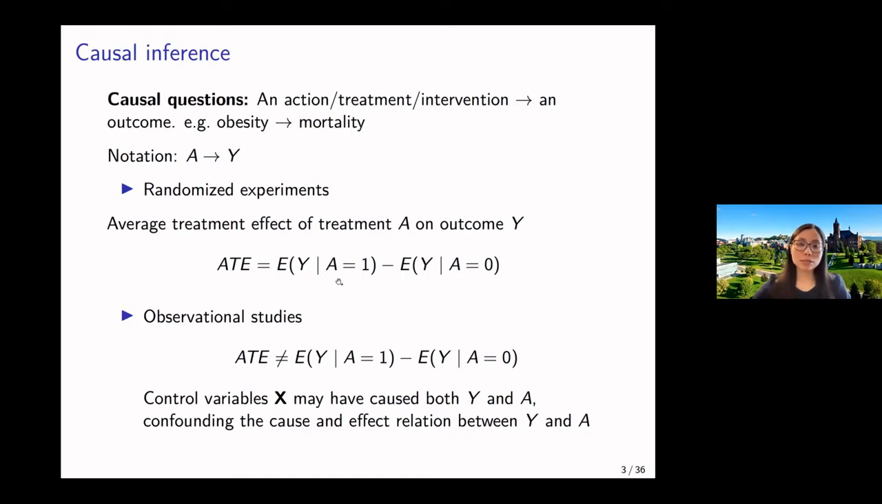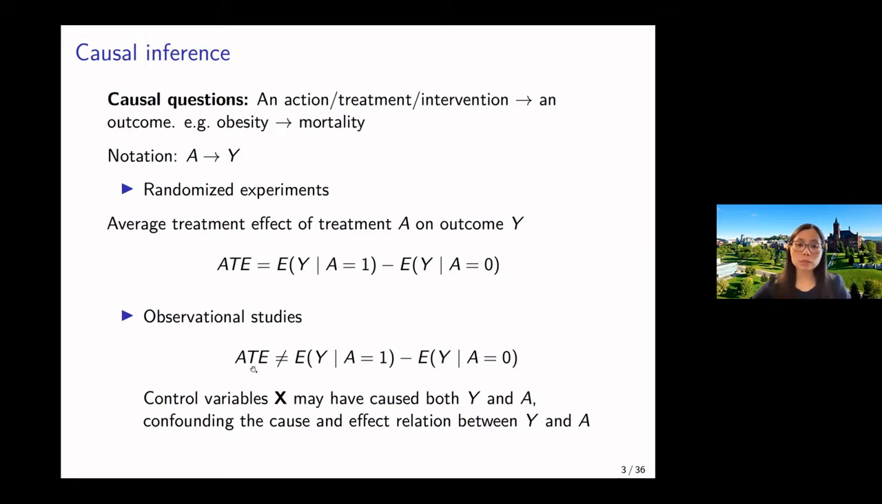In a randomized experiment, we are able to quantify the average treatment effect: the expected value of the outcome given one treatment group, and then we just take the difference between this expectation across the groups. However, in an observational study, the difference between these two quantities does not necessarily mean the causal effect. So that's not the average treatment effect, or sometimes we call it the average causal effect.